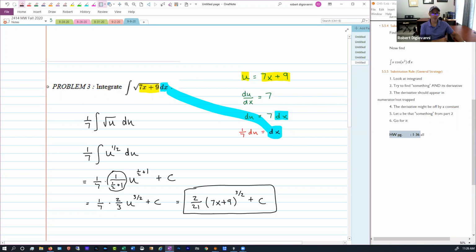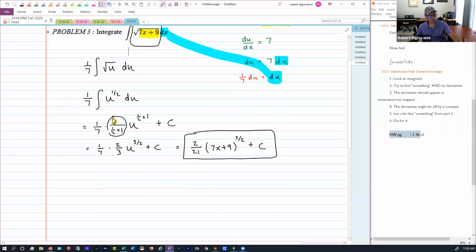Okay, we could check it, couldn't we? We could take the derivative. And if we take the derivative, we better get back the square root of 7x plus 9. Do y'all want to take the derivative or not? Yeah, I'll do it real quick. It won't take me long at all.